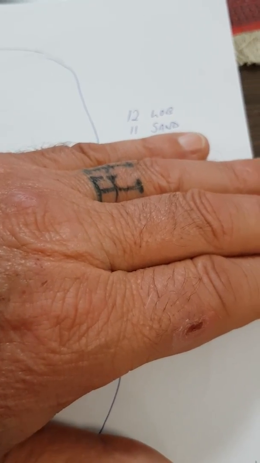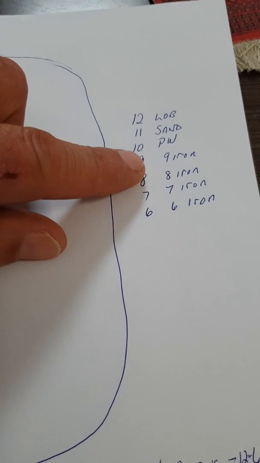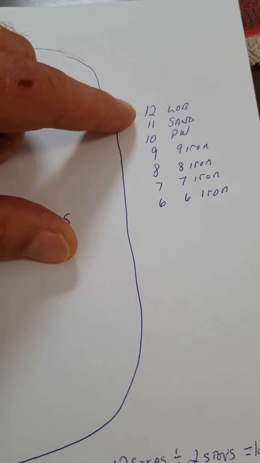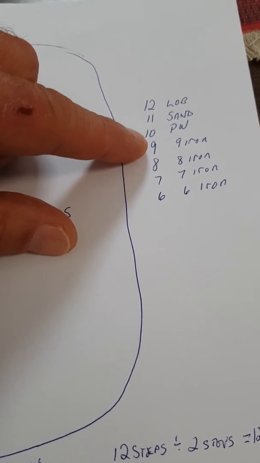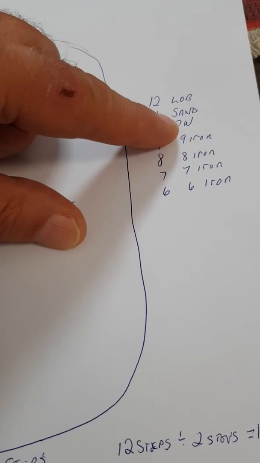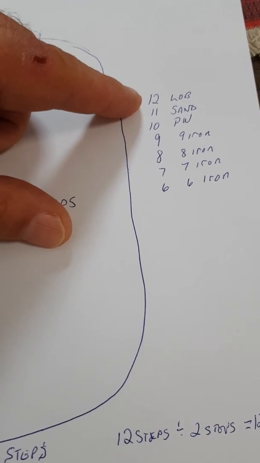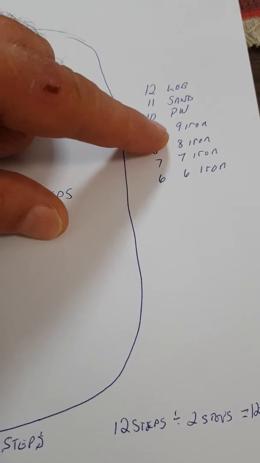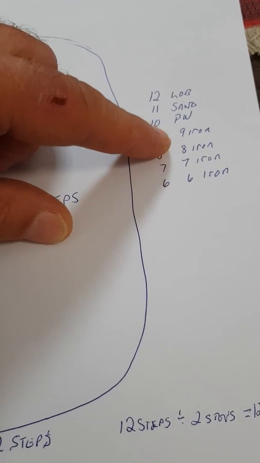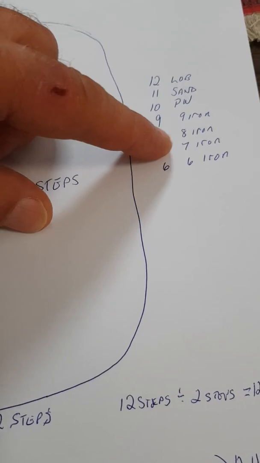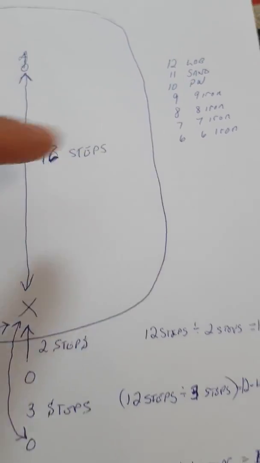And that's a 1-to-1. The next one, number 10, is a pitching wedge. So that's 12 minus 2 equals 10. So you'd select your pitching wedge. The next one is 9. So that is 12 minus 3 equals 9. So you'd select a 9-iron. The next one is 12 minus 4, which equals 8, and that's 8-iron, and et cetera.